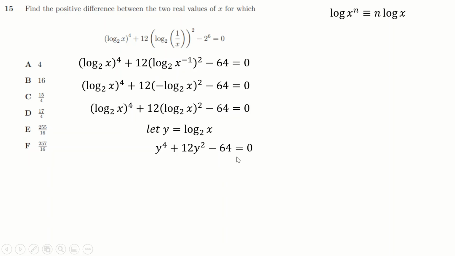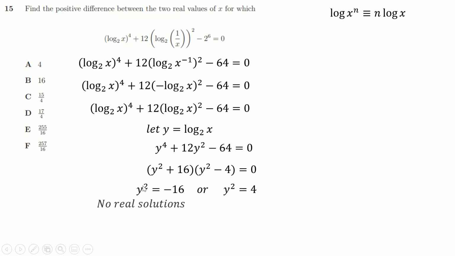And I can factorize this very simply. It factorizes to this because 16 times negative 4 is negative 64, and they add to make positive 12. And I can solve this very simply, either this or that. Now this doesn't work in the real values because I can't square root negative 16. This does. The root of 4 is plus minus 2.